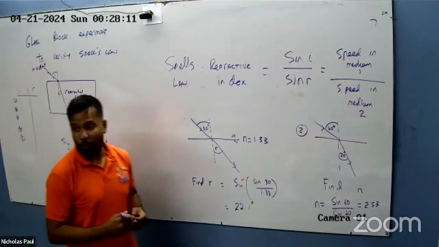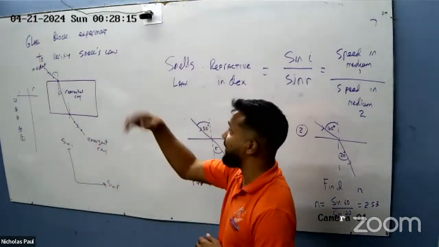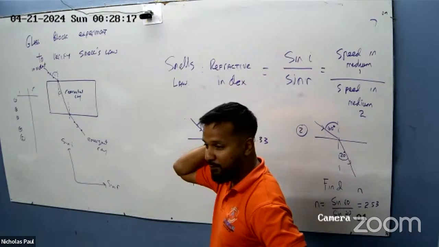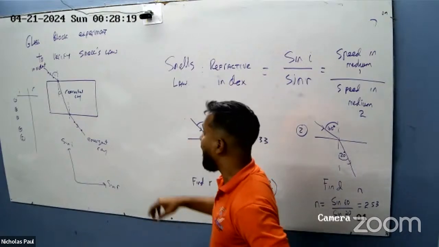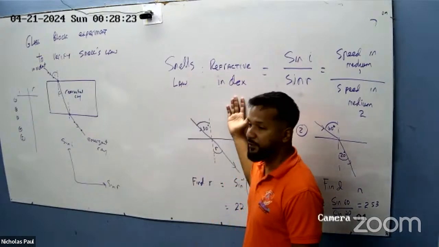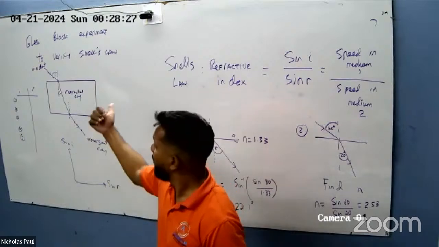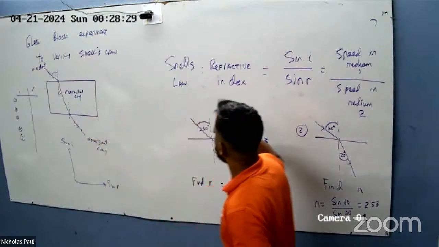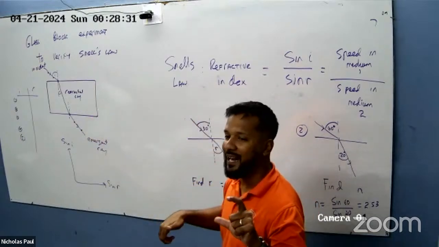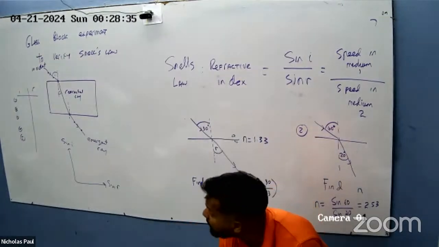For those who are online, you might not get to do it, but those who are in person will. We'll do this lab, calculate this and see if we can verify this. For homework, read up on critical angle and total internal reflection. All right?